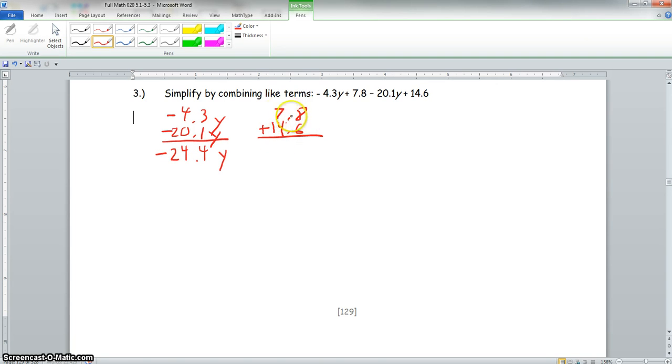Now over here, we have these numbers. Same sign, we add them. 8 plus 6 is 14. You add your 4, bring down your decimal, and carry your 1. 4 plus 7 is 11, plus 1 is 12. So you have 2, carry your 1. 1 plus 1 is 2. So that'll be a positive 22.4. So we'll put a plus sign in between them, and this will be your answer. Negative 24.4y plus 22.4. And we combine the like terms.